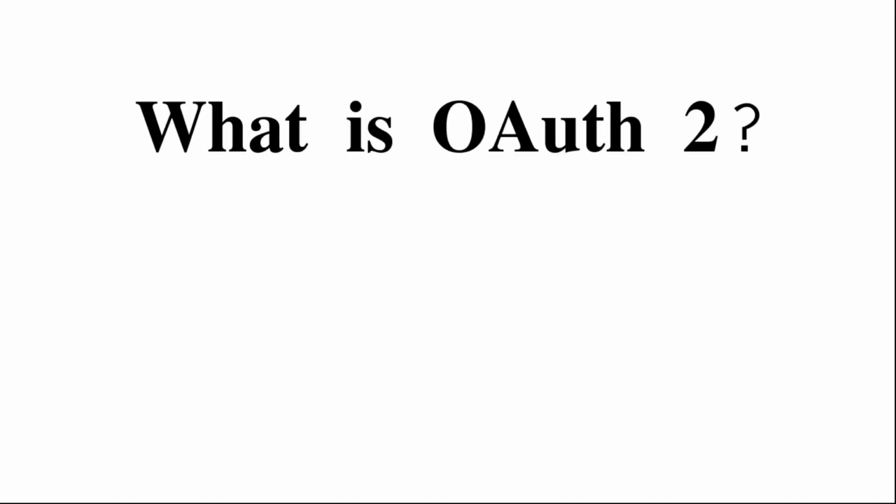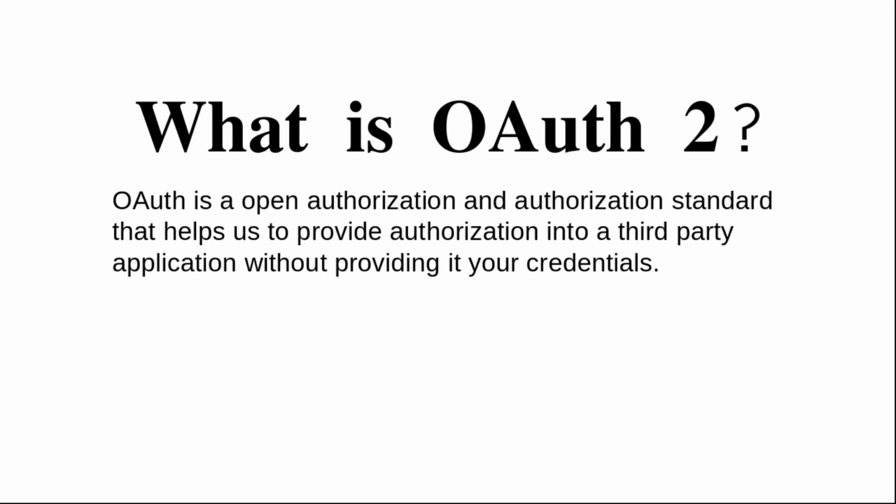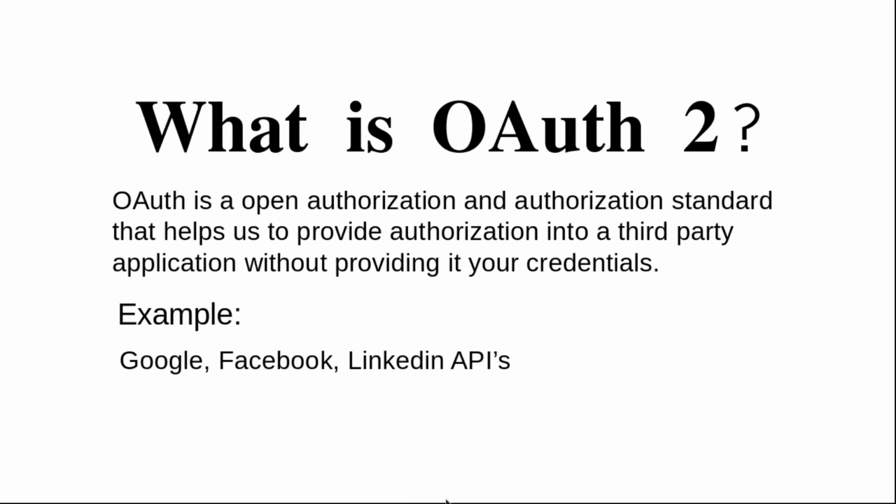So what is OAuth2? OAuth is an open authorization standard that helps us provide authorization to a third-party application without giving it your credentials. This method is most commonly used for third-party clients that need to access your API. A great example could be Google, Facebook, LinkedIn APIs, where you need to authenticate on these apps in order to gain a token that gives you access to their API data.